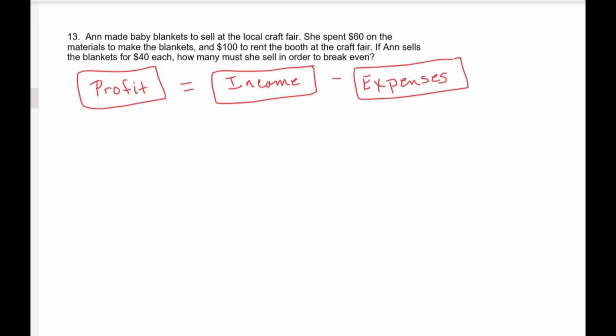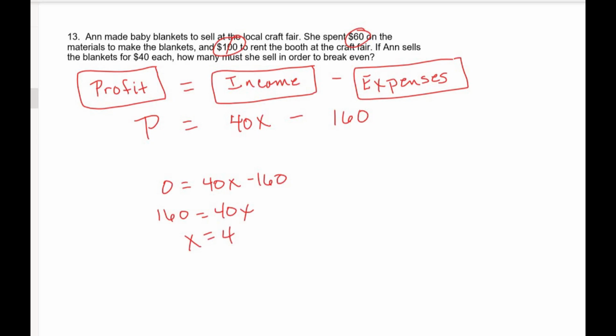Okay, profit is income minus expenses. We're going to let P be profit. The income is how much money she has coming in, and she's bringing in $40 for every blanket that she sells, so 40 times x, where x is her number of blankets, minus the expenses. Now, she's spending $60 on materials and $100 to rent the booth, so expenses are $160. I'll need to know how many blankets she must sell in order to break even. So in other words, when is my profit 0? So I have this equation that I need to solve. So she needs to sell 4 blankets.